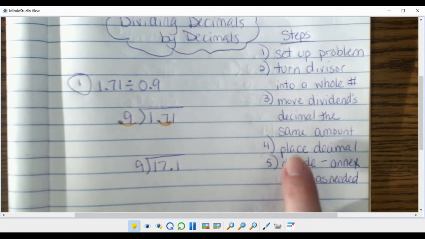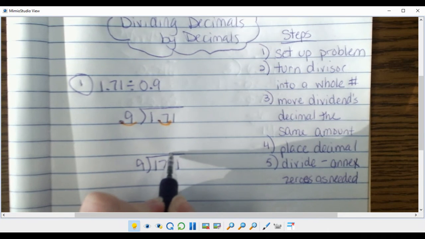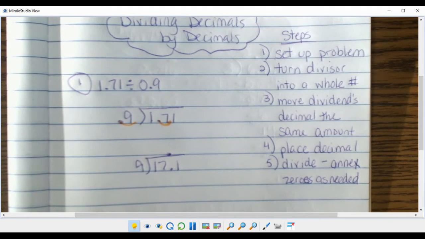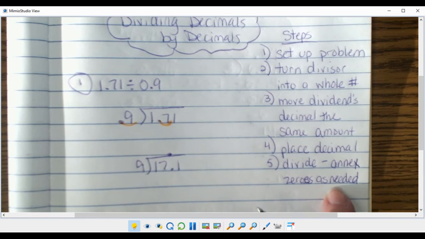Step 4 says to place the decimal. Where it is now, you shoot it directly above and place it in the answer. We're not going to do any more shifting. Then we're going to divide and annex zeros as needed. Sometimes you have to add zeros, sometimes you don't.